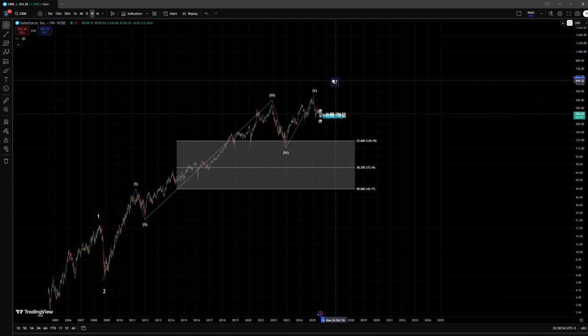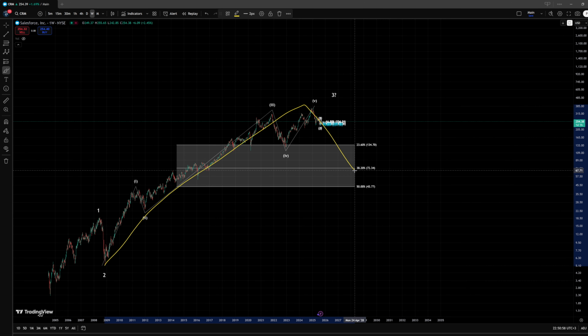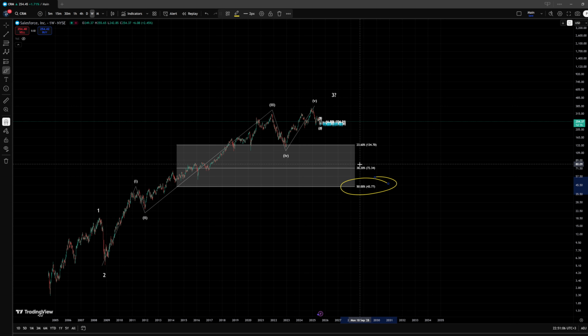but personally, I prefer this interpretation right now, where I am looking at support for a wave 4 of this larger degree, so 3-4. So I'm looking for support in this case at the area between $134.7 down to around $44 level.